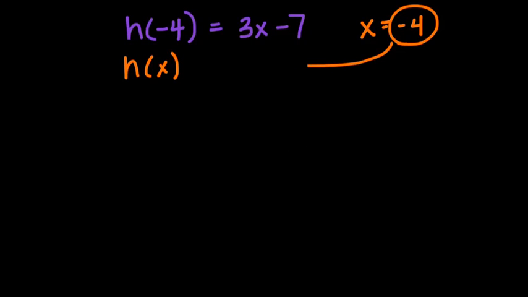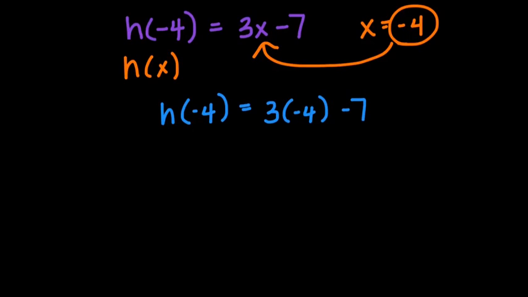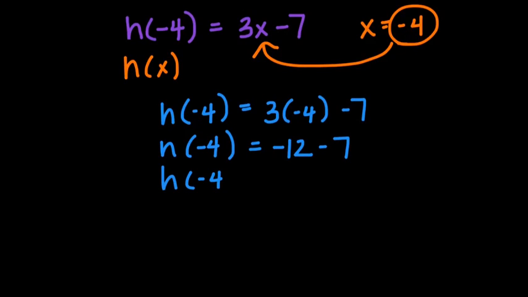So I'm going to take that negative 4 and plug it in where I have that x value. So I'm going to rewrite this as h of negative 4 is equal to 3 times negative 4 minus 7. So here again, h of negative 4 is equal to 3 times negative 4, which is a negative 12, and bring down that minus 7. So we have h of negative 4 is equal to negative 12 minus 7, which is negative 19.